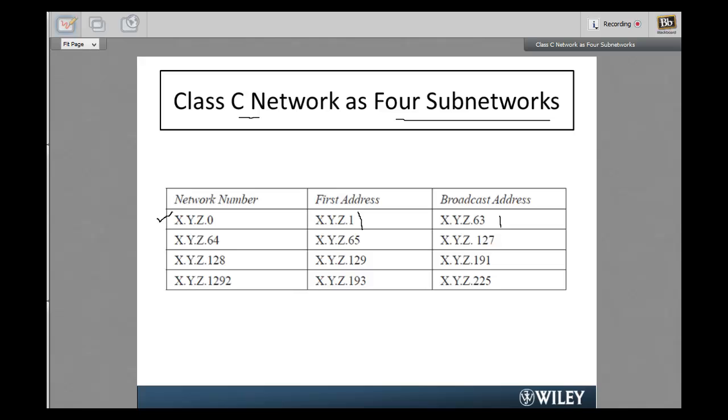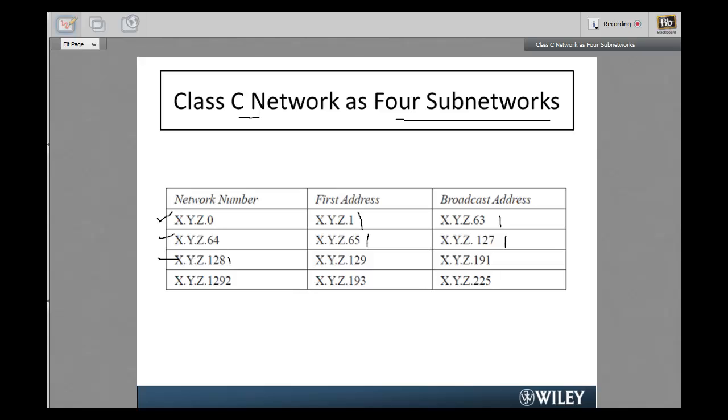So 64 is network 2, starting with the first node 65 until 127. You see how we can divide into subnets? It's simple, especially when you are dealing with the classful network. But if the network is not classful, then you need some calculations.